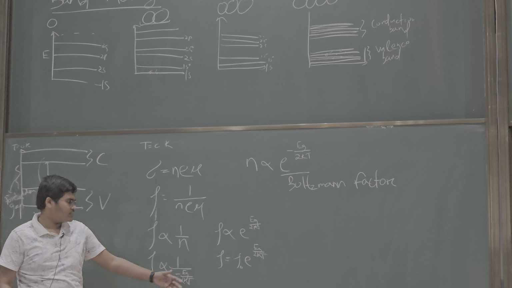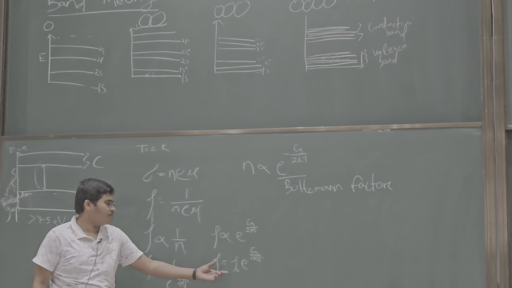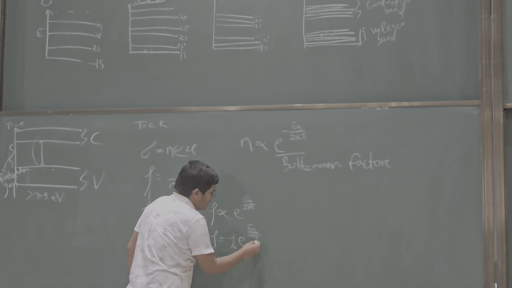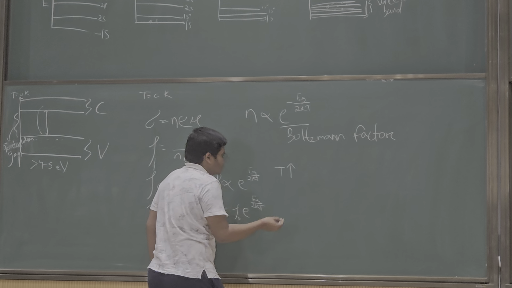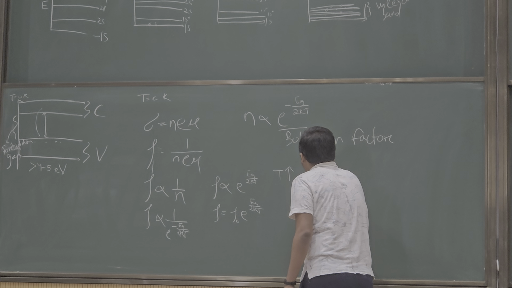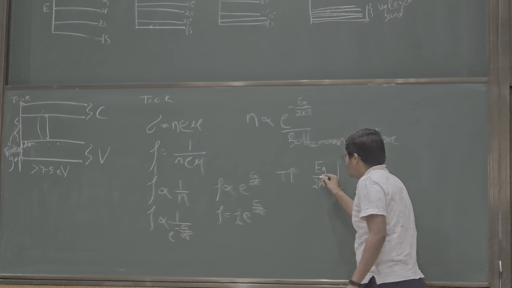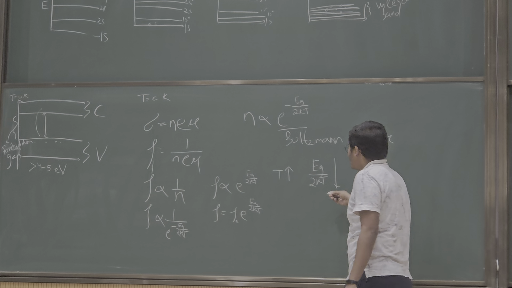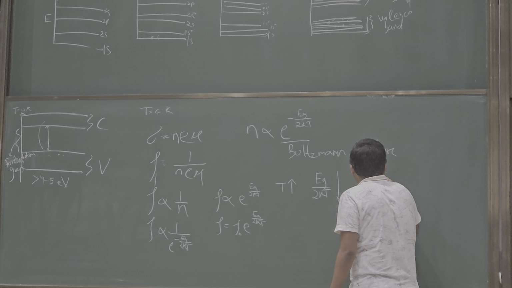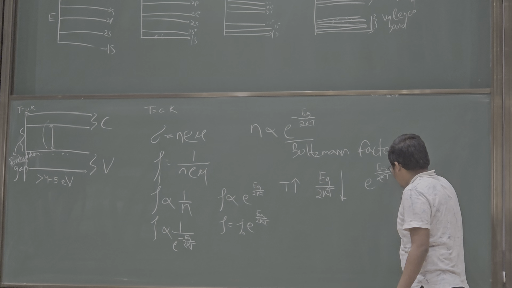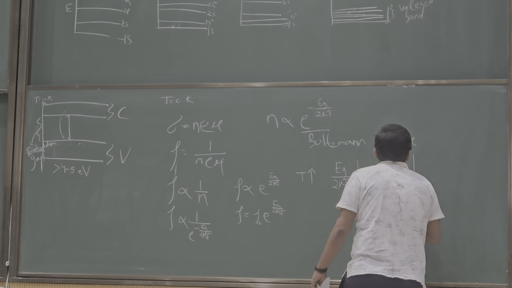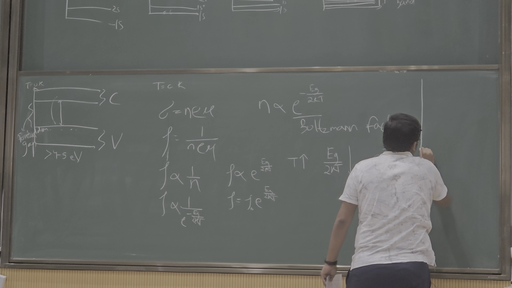But we just discussed that it will decrease exponentially, while this is a positive exponent. So how will that happen? See, if we increase the temperature, this term Eg by 2kT will decrease because T is in the denominator. So if this decreases, e to the power Eg by 2kT also decreases. So that's why it is a decreasing function. So if you try to plot it in a graph, okay, I draw it here.